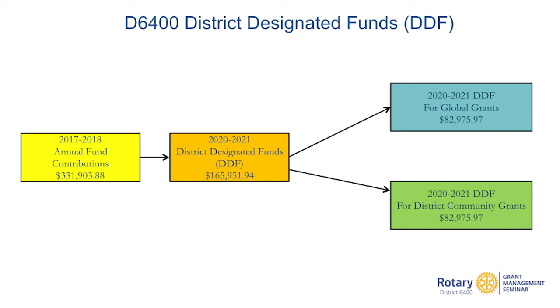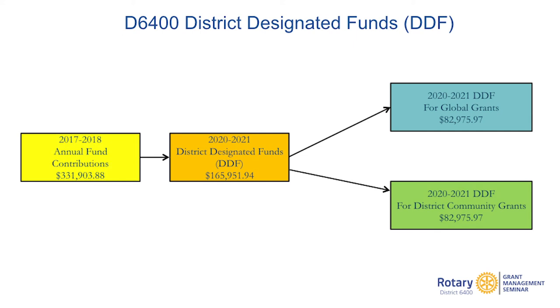So 3 years now, next year, we get half of that money back. That money is called District Designated Funds, so that's the DDF. So how much we gave 3 years ago determines how much we have this year to spend on grants. That DDF money, that special pot of money, has to be split into two pieces. At least half of it, it could be more, but at least half of it has to go to global grant projects. We pick exactly half to go to the global grants. The other half goes to the district community grant pot.